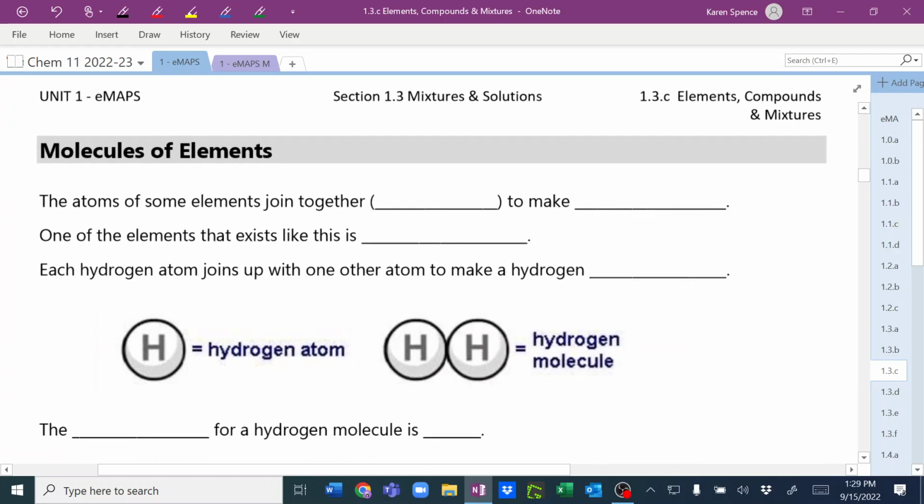Molecules. Sometimes atoms of some elements join together. When atoms join together, what do we say has happened to them? They have, what has formed? When two atoms join together, starts with a B, they have bonded. Okay, so when they join together, when they bond, they can form molecules.